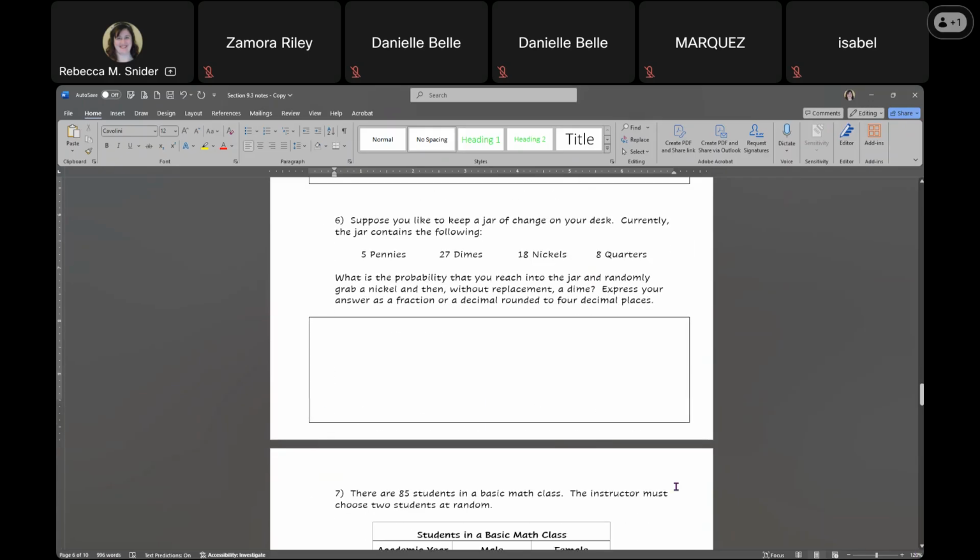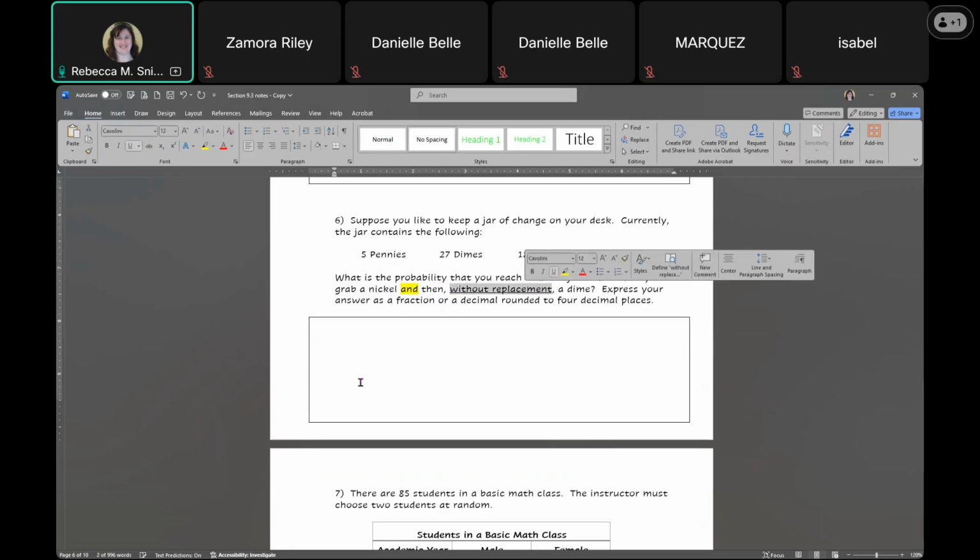Suppose you like to keep a jar of change on your desk. Currently, the jar contains the following: 5 pennies, 27 dimes, 18 nickels, and 8 quarters. What is the probability that you reach into the jar and randomly grab a nickel and then, without replacement, a dime? So just like before, the "and" means multiplication.